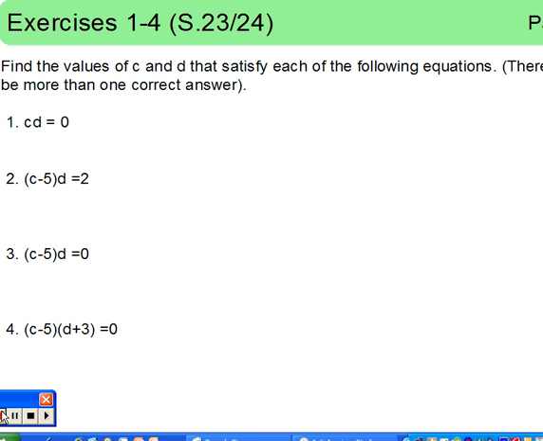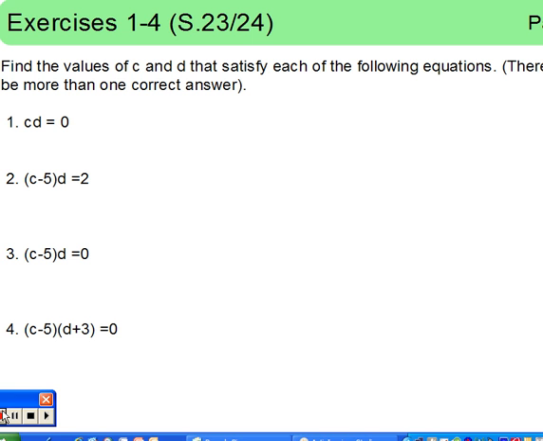Okay, now we're going to try to solve these 4 equations, or we're going to find values of C and D that satisfy the equations. And notice there can be more than one correct answer. So I want you to press pause, try number 1, then press play, pause for number 2, press play, etc.